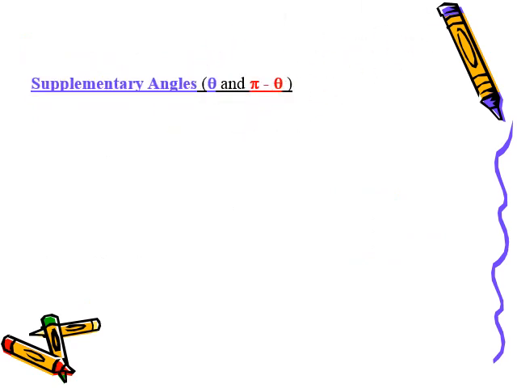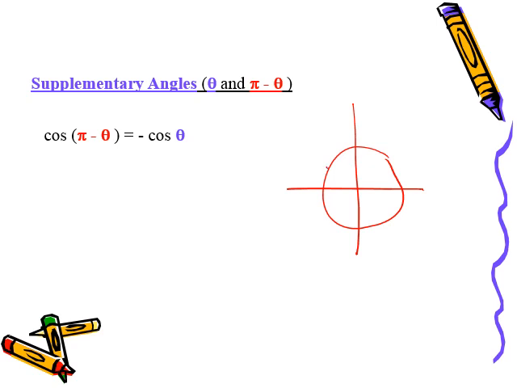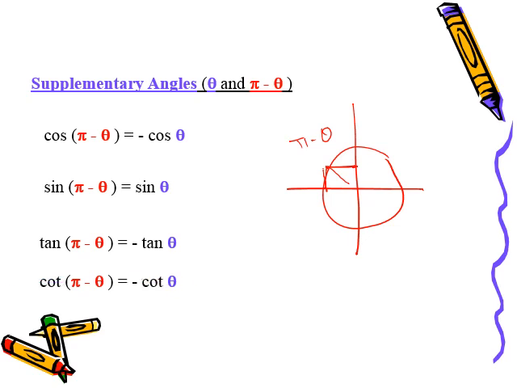Supplementary angles theta and pi minus theta. Cosine of pi minus theta is equal to, that's pi minus theta, cosine is negative, minus cosine theta. Sine pi minus theta is equal to sine theta, positive. Tangent pi minus theta is equal to minus tangent theta.